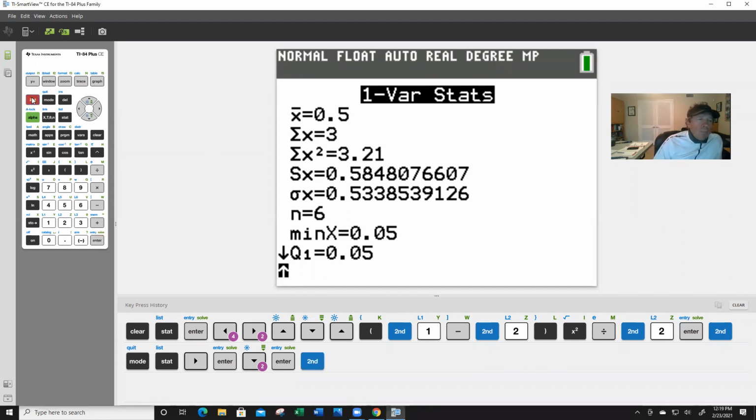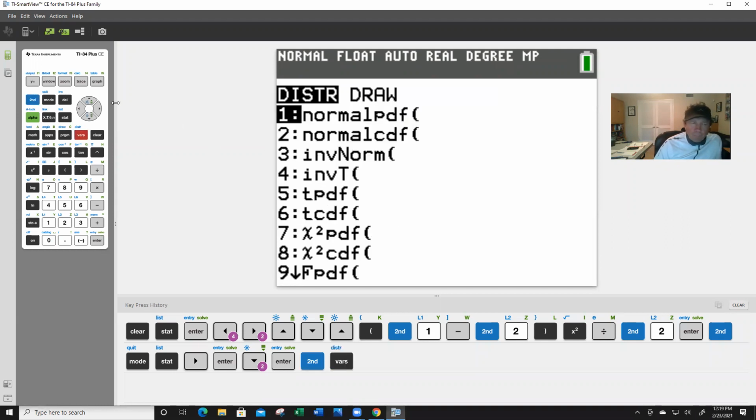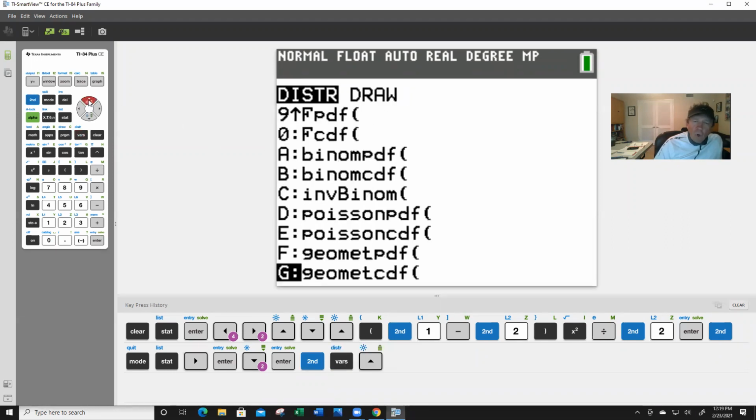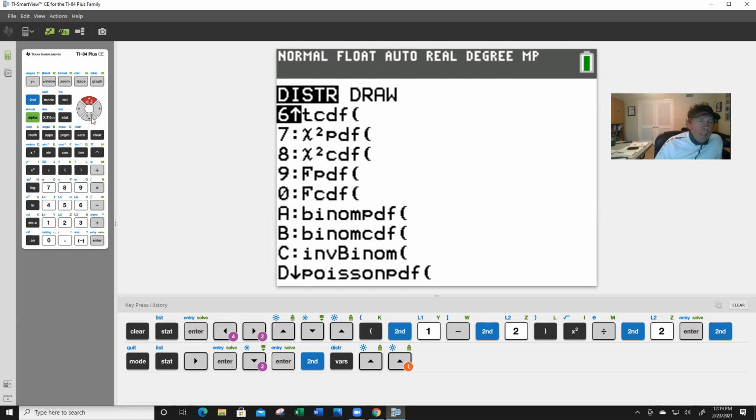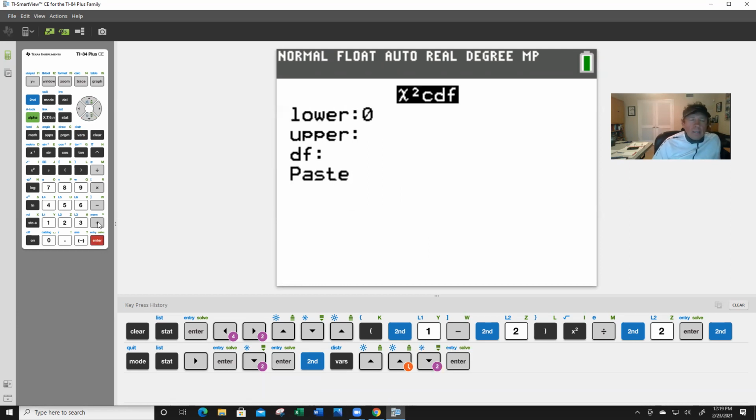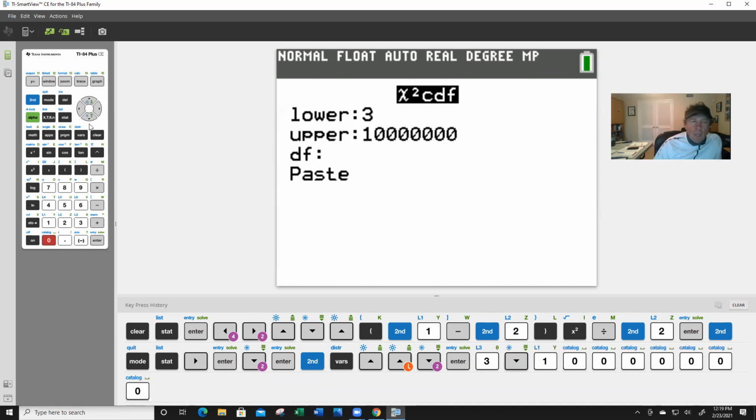So we're going to go second distribution, and I'm going to look for, where'd it go? Chi-square CDF, there it is. Looks like an X, but it's a chi-square CDF. All right, I'm going to type in 3. That's my chi-square sum, and I'm going to put some form of infinity in here. Now the degrees of freedom is 5.